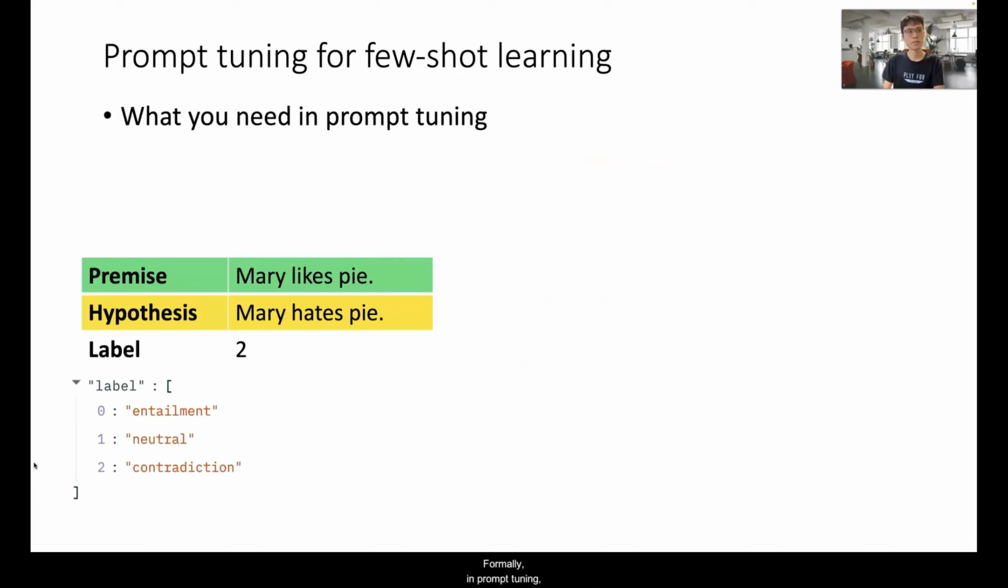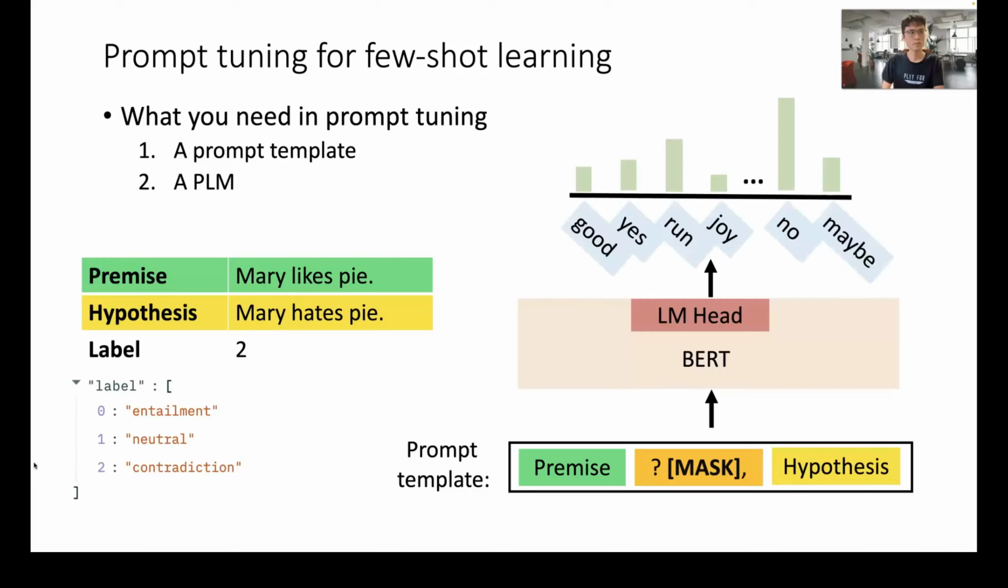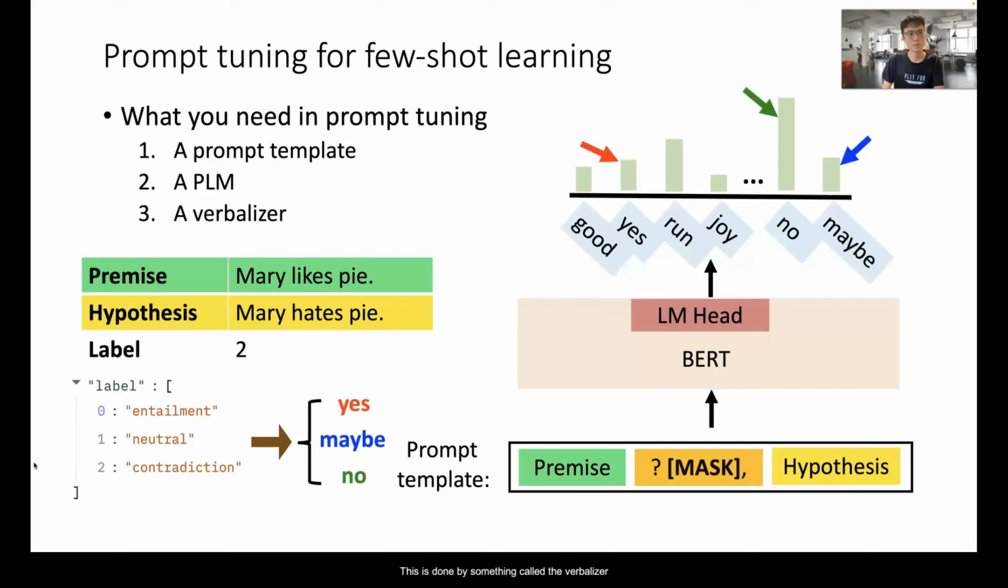Formally, in prompt tuning, given a sample in the dataset, we use the prompt template to convert the sample into a human language prompt. The prompt contains a mask token. Next, we feed the natural language prompt into the pre-trained masked language model and ask the model to fill in the mask position. Next, when obtaining the masked language model's prediction at the mask position, we need to convert the prediction, which is a word in the vocabulary, to the labels of the downstream task. This is done by something called a verbalizer. I will explain each part in more detail.